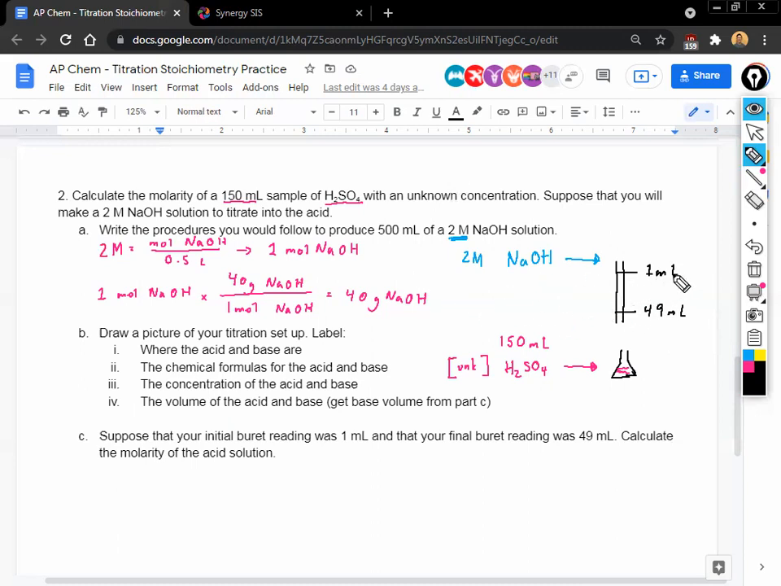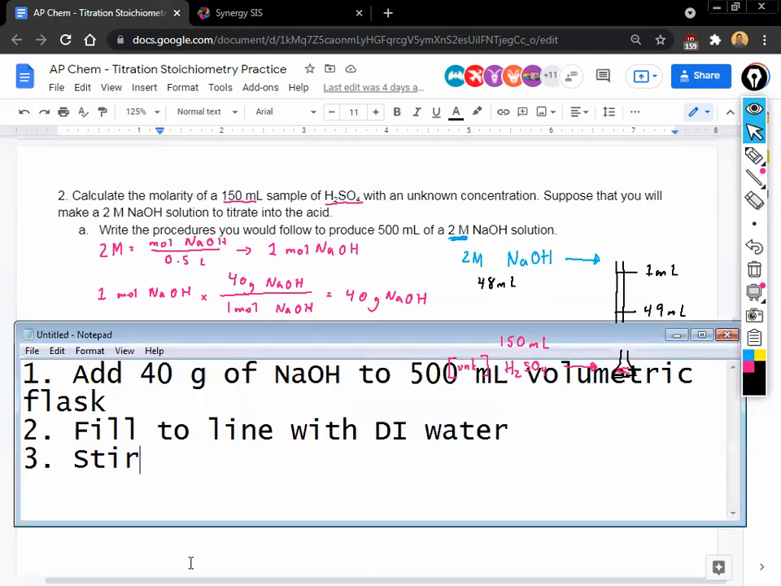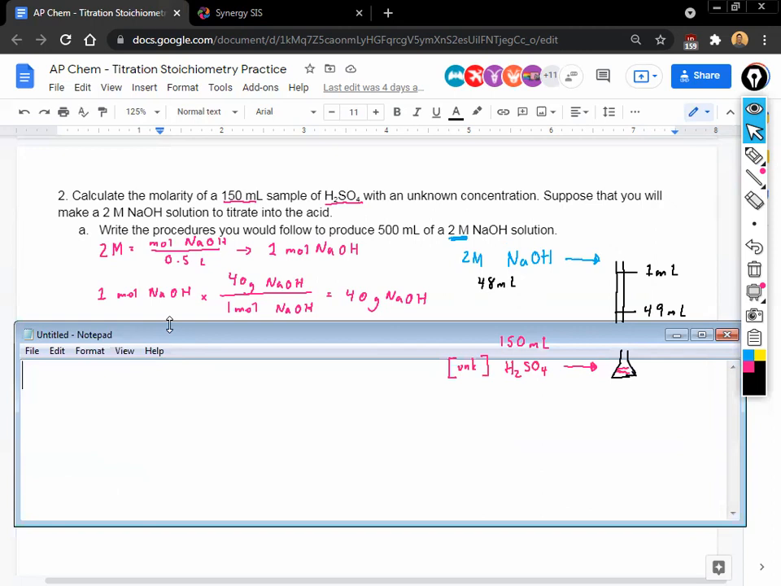Okay, and so if we started at 1 and we end at 49, what's the amount of base that we dropped? 48. Wow, you guys are picking this up so fast. Okay, so we used 48 milliliters of base. So this tells us all the information that we need to do our titration problem. You have unknown acid on the bottom, and then we dropped 48 milliliters of a 2 molarity NaOH solution. Okay, and so now we can start doing our calculation.